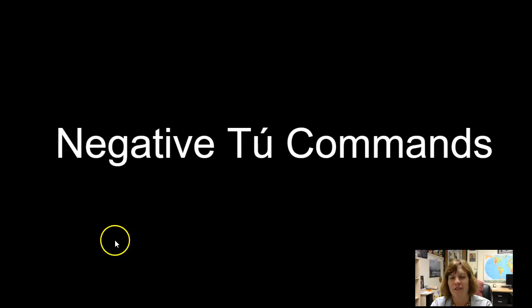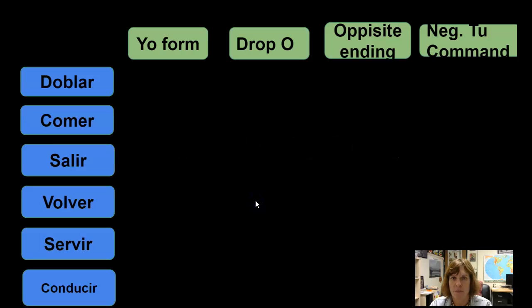Hola clase, hoy vamos a hacer negative tú commands. So al otro día nosotros hicimos affirmative mandatos, mandatos afirmativos. So today we're going to do the negative. So following along with the cheat sheet is going to make your life much more simple. And so I'm just going to start right off the bat to break it down for you.